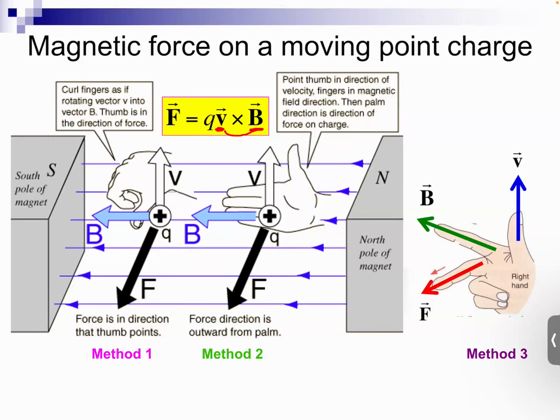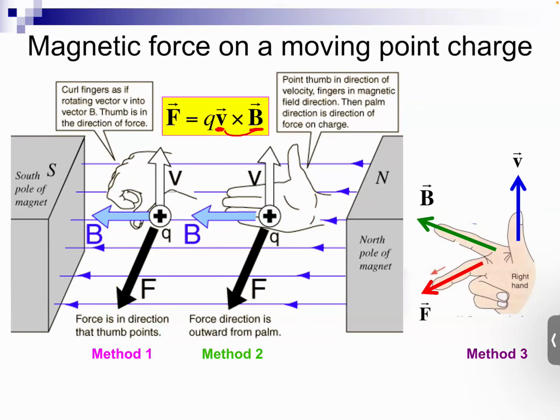So in the first method, the curling method, you point your forefingers in the direction of the velocity vector and you curl your forefingers in the direction of the magnetic field. Right, so velocity is upwards, magnetic field is to the left. Curling it here, and the thumb will point to the direction of the force.